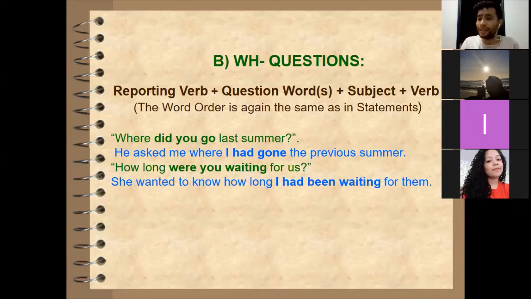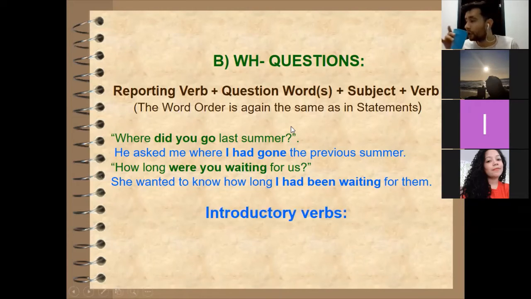WH questions. It's the same as the yes, no questions, but the only difference is that we don't use if or whether. Instead, we use the WH question words. Clear? Clear, guys? Yes.